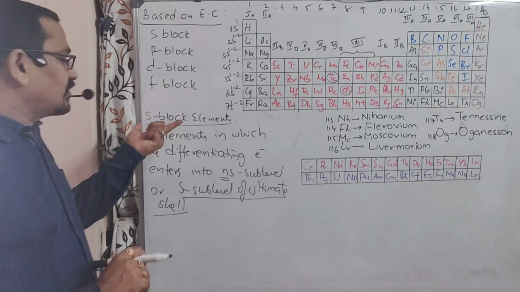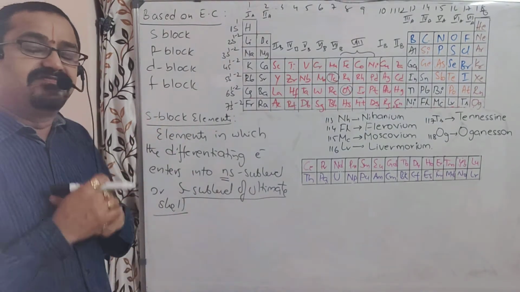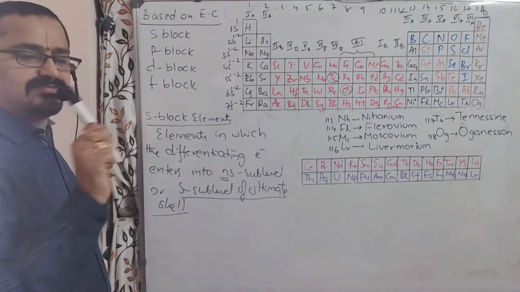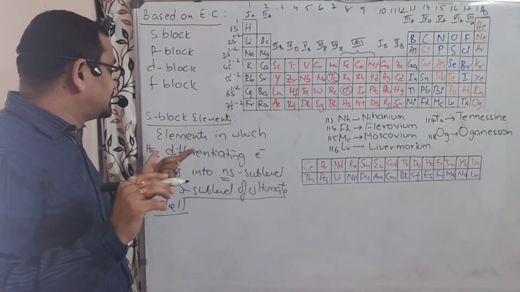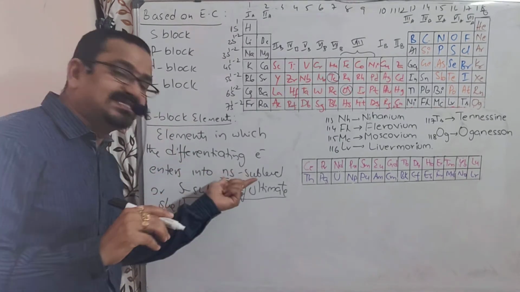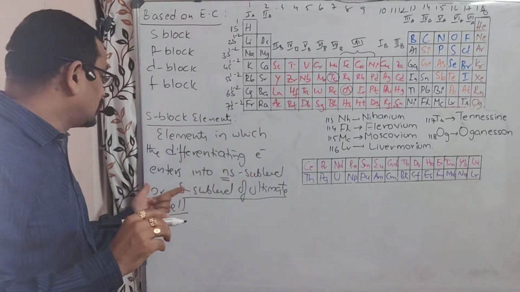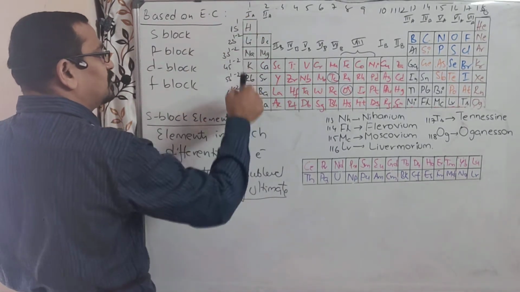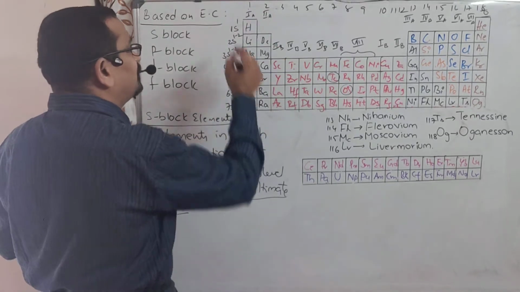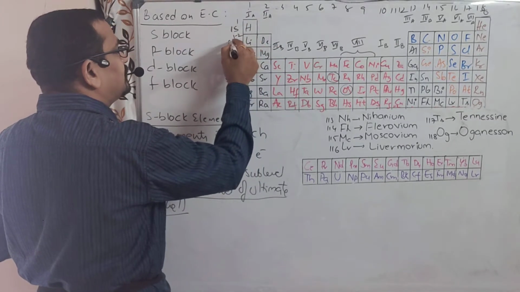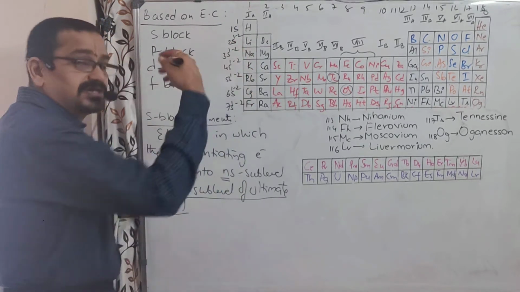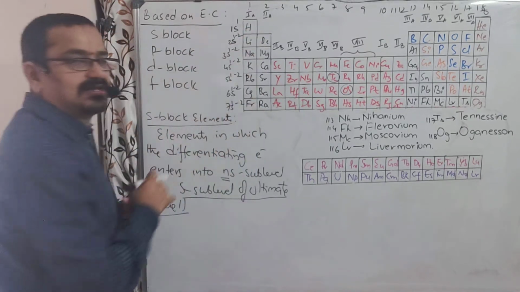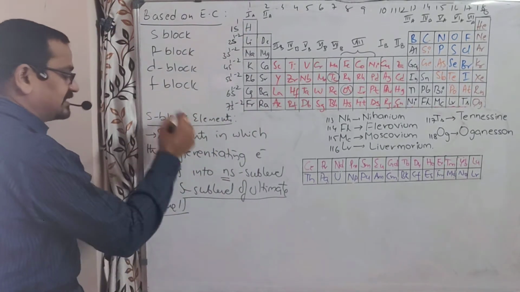Once again, what are S block elements? Elements in which the differentiating electron enters into the NS sublevel are called S block elements. Now, if you observe the electronic configuration in both series, first group as well as second group, the differentiating electron is entering into the S sublevel of the ultimate shell, the outer shell. That's why these two series of elements are called S block elements. This is the first point about S block.